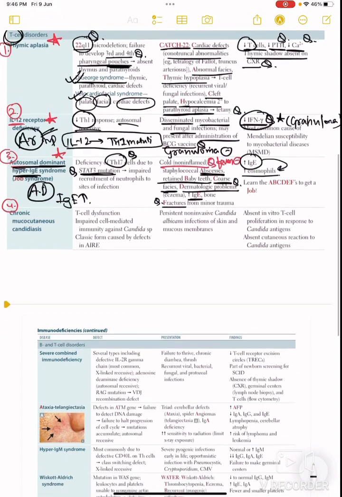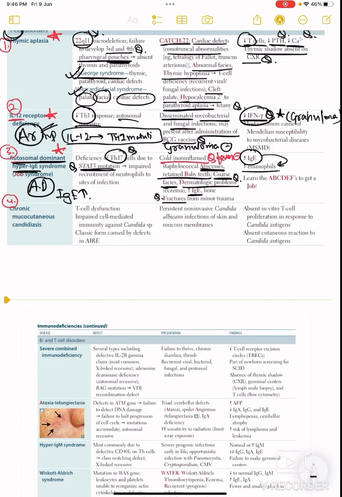Now coming to the last part, chronic mucocutaneous candidiasis. This particular part is not important. It causes candidiasis in skin and mucous membranes. The name suggests it only.